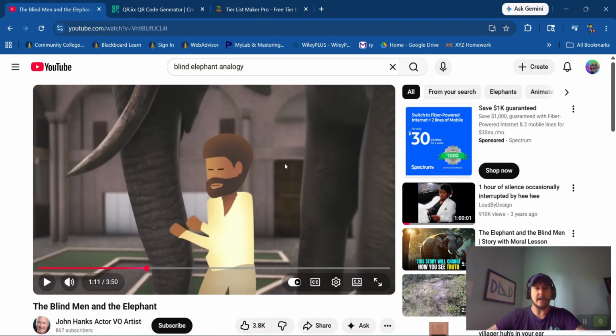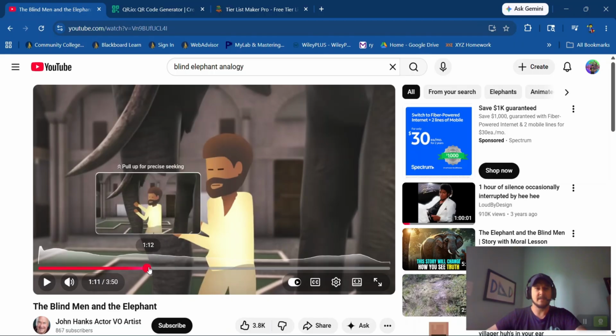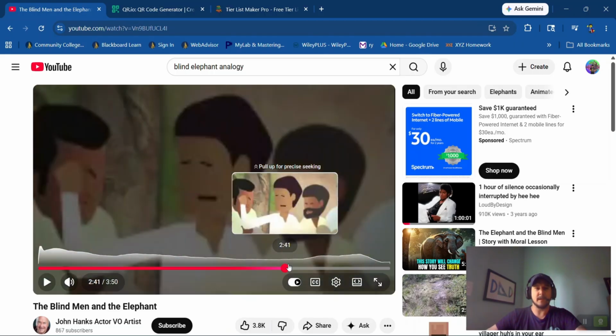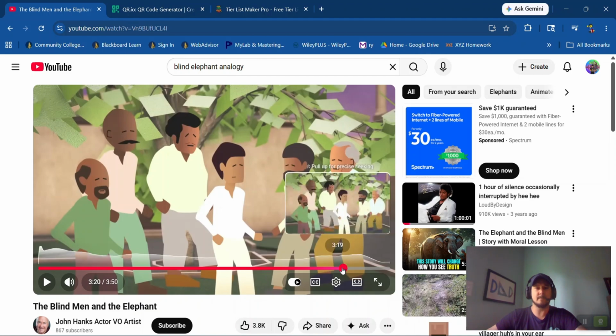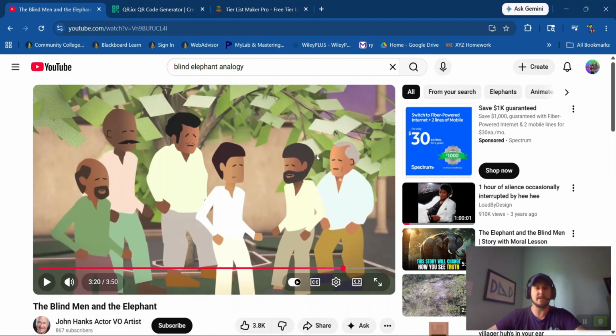The other blind guy touches the elephant's trunk and concludes that it's a snake, and so on and so forth. And towards the end of it, the video basically encourages everybody's individual perspectives to come together as one whole collective.